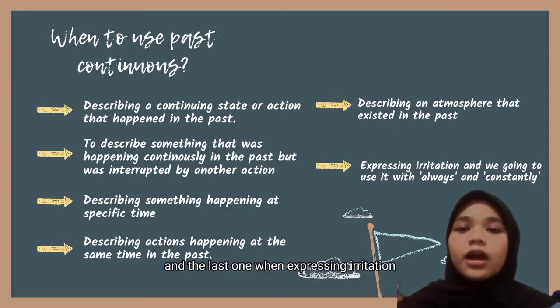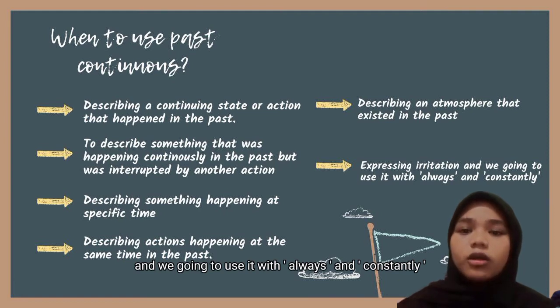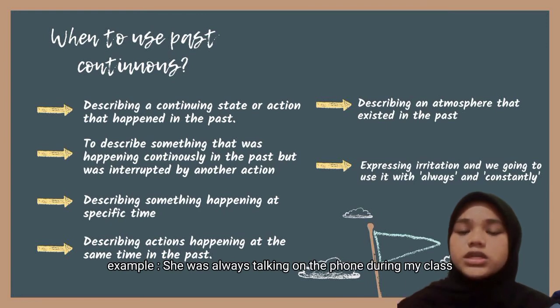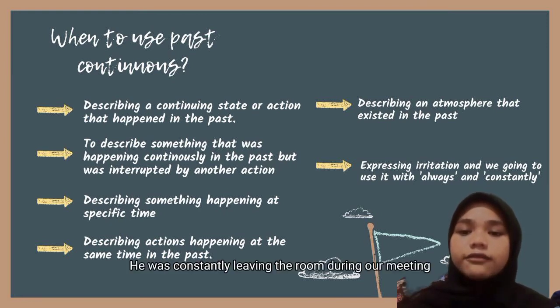And the last one, when expressing irritation, we use it with always and constantly. Example, he was always talking on the phone during my class. He was constantly leaving the room during our meeting.